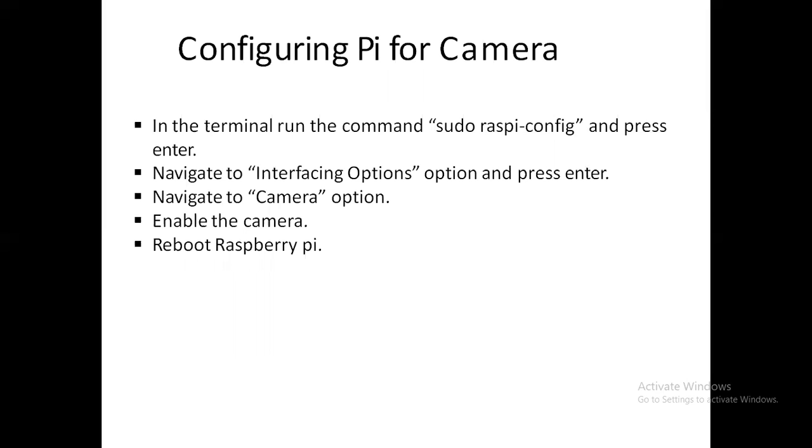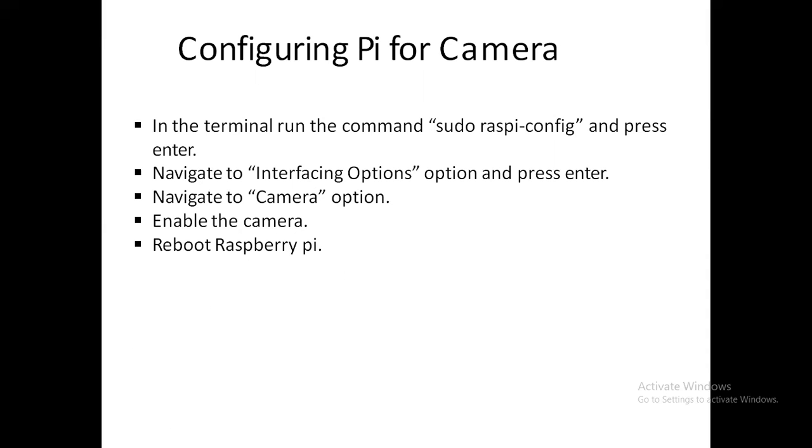Then configuring the Pi for the camera. How to configure and what are the requirements for this? First, in the terminal, the command we are going to give is sudo raspi-config and press enter. After that, navigate to interfacing options and click on that. Later, click on the option called camera. Enable the camera. Now reboot the Raspberry Pi. Very simple.